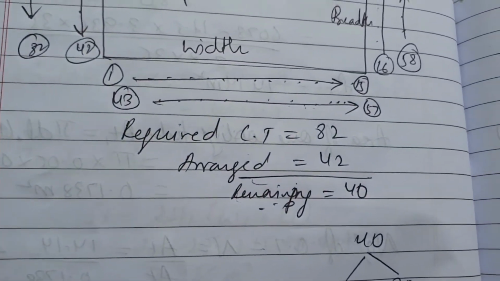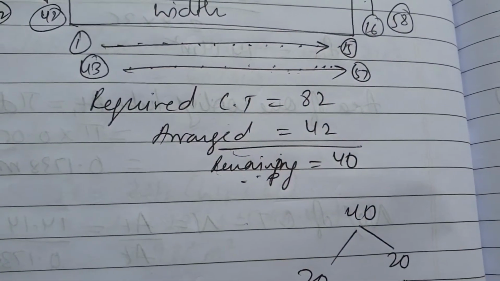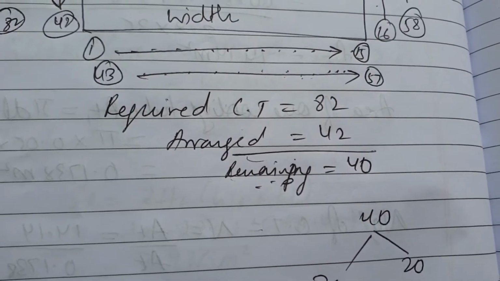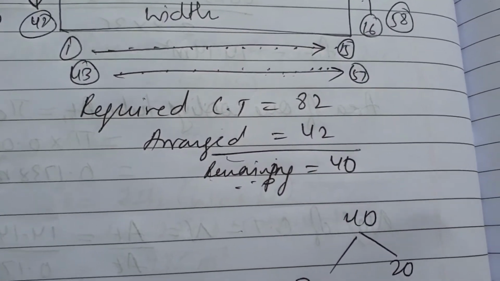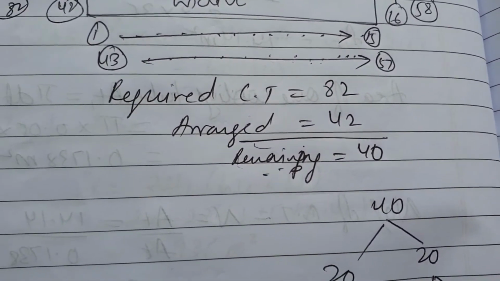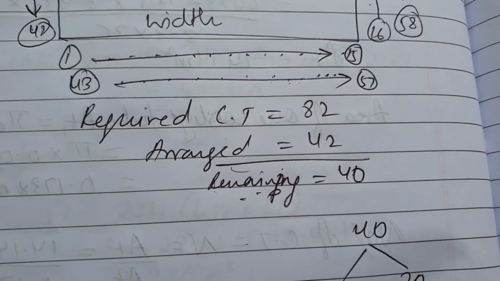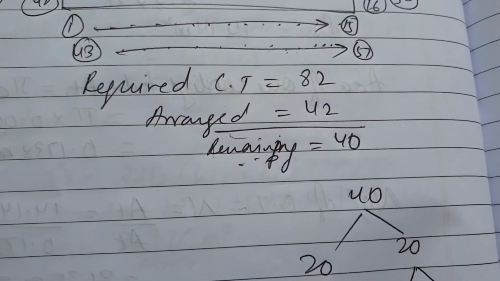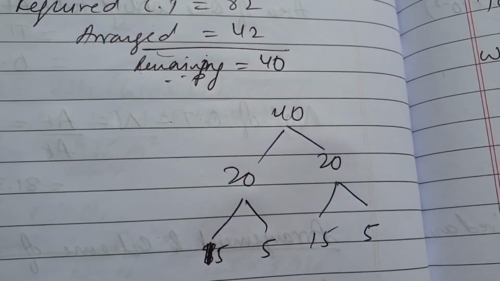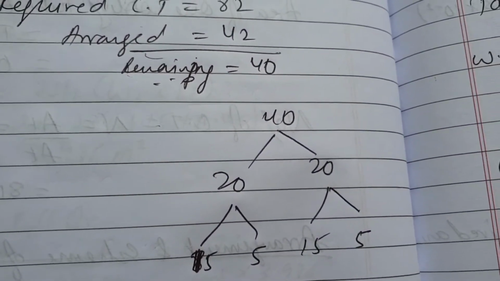We know that the total number of cooling tubes required are 82, but how many have we used? 42. So remaining are 40. So the remaining 40 cooling tubes are to be arranged along the transformer tank. We know that 40 is lesser than 42. So what we have to do? We have to divide 40 into 2 equal parts, that is 20 and 20.